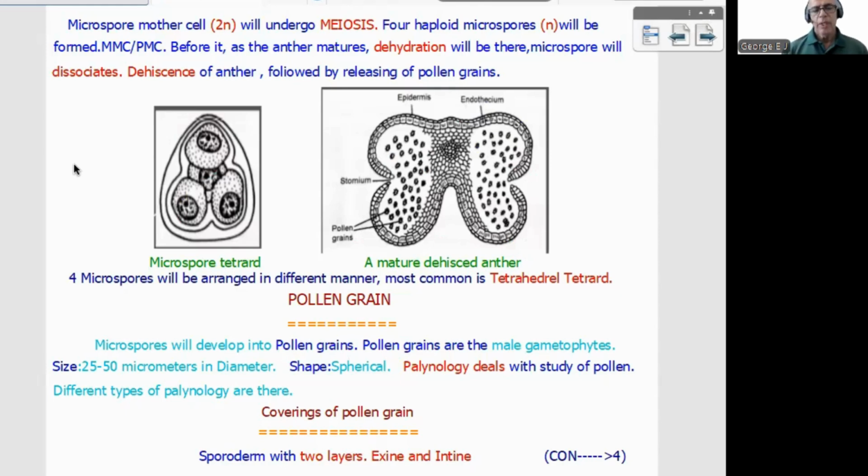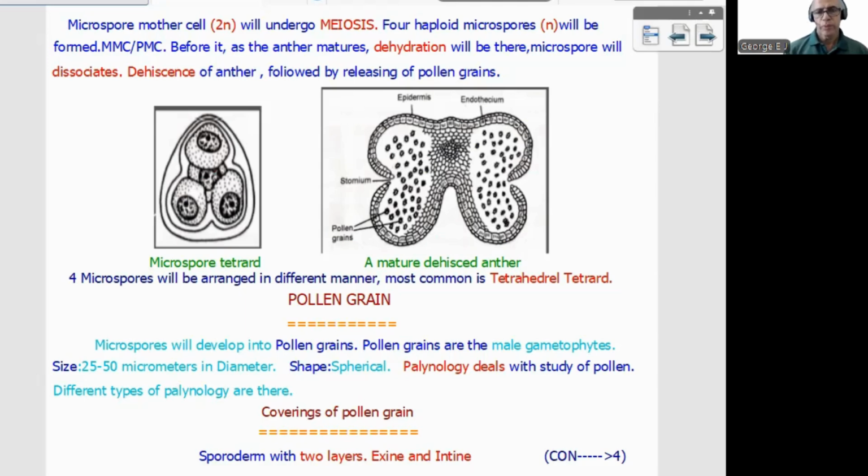So once again, microspore mother cell undergoes meiosis, 4 haploid microspores will be formed. Pollen mother cell or microspore mother cell, from that only these microspores will be formed. So when the anther matures, dehydration will take place and the formed microspores will be dissociating, and further dehiscence of the anther followed by releasing of pollen grains. This is how microsporogenesis takes place.